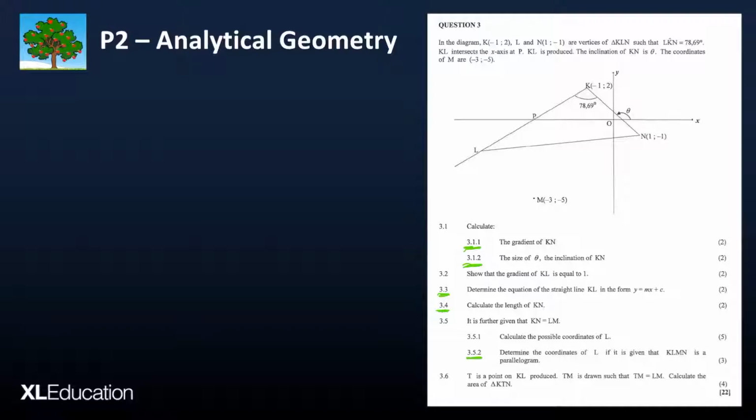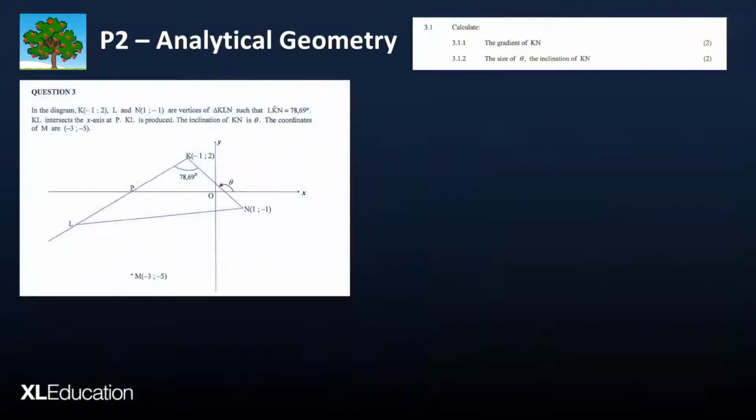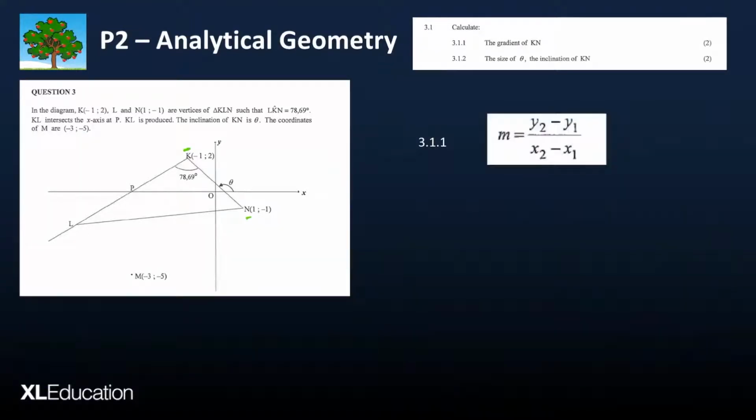Let's see how we are going to grab those easy marks. So going to 3.1, you see 3.1.1, it's asking you to find the gradient of KN. Remember, if you are given the coordinates, we have got the coordinates of K, we have got the coordinates for N. So you simply have to choose that formula from the information sheet, substitute correctly, and simplify.